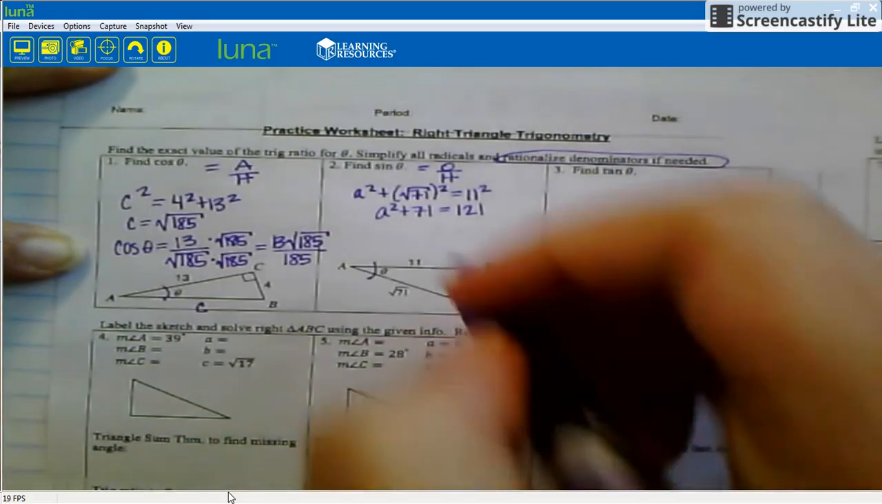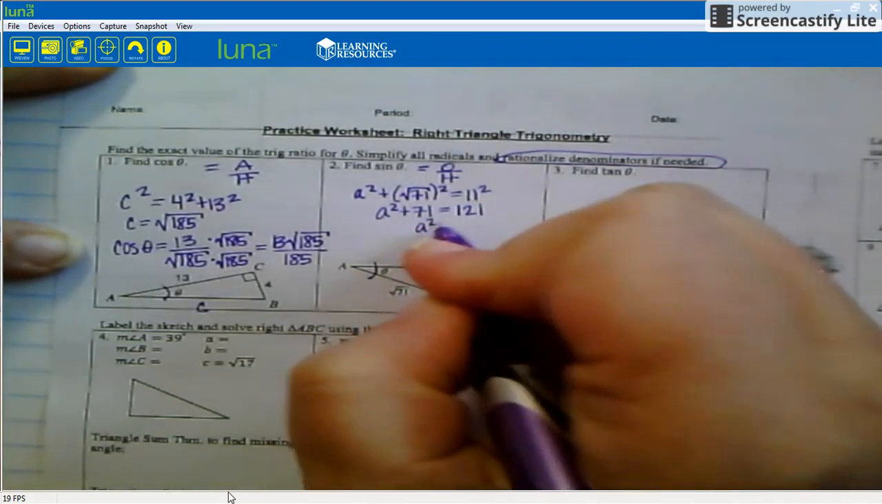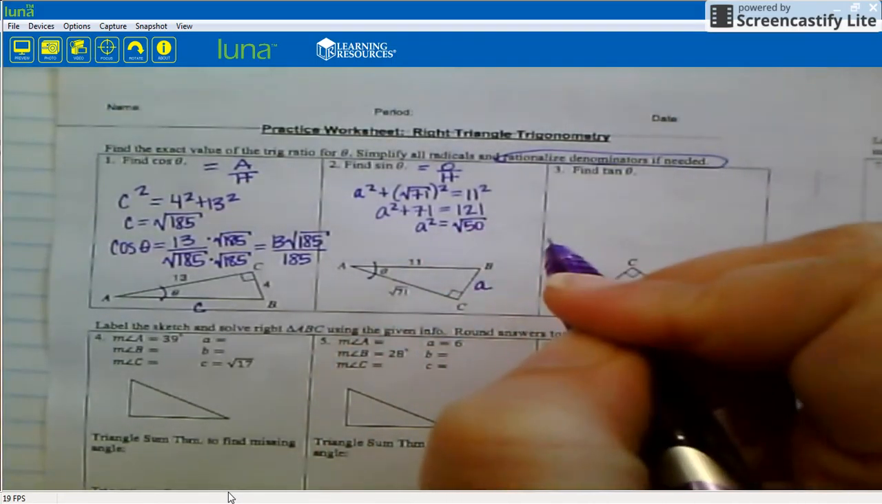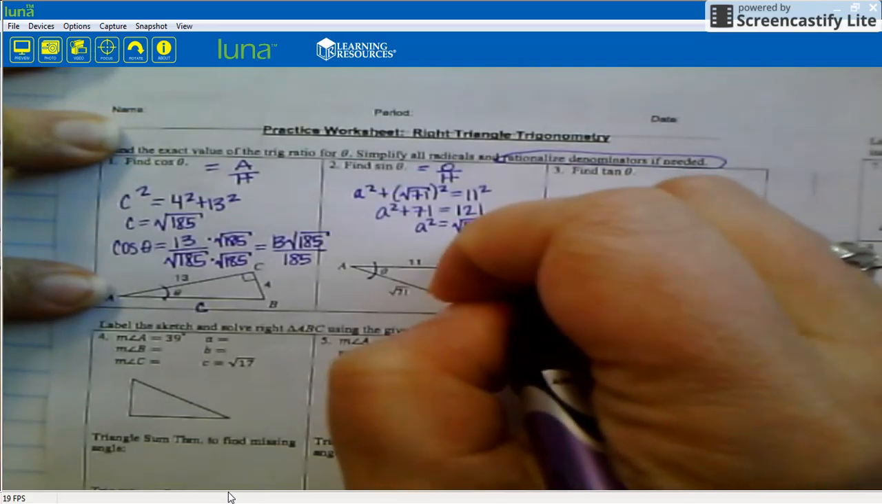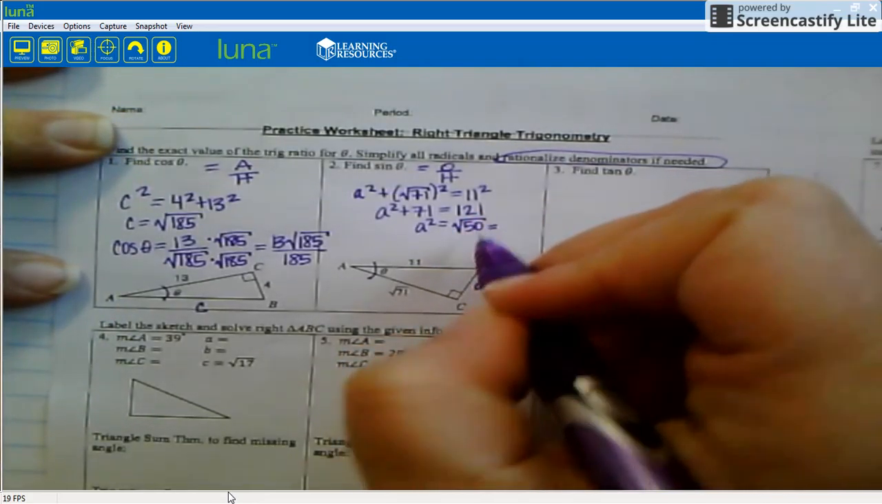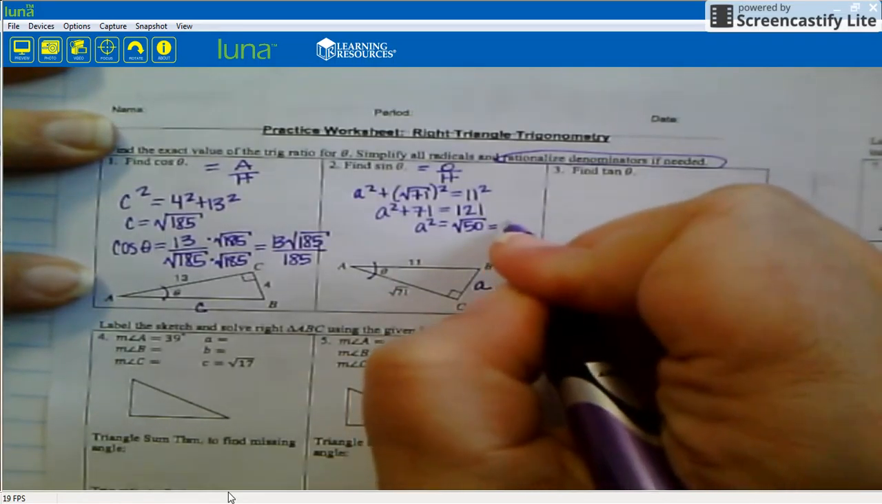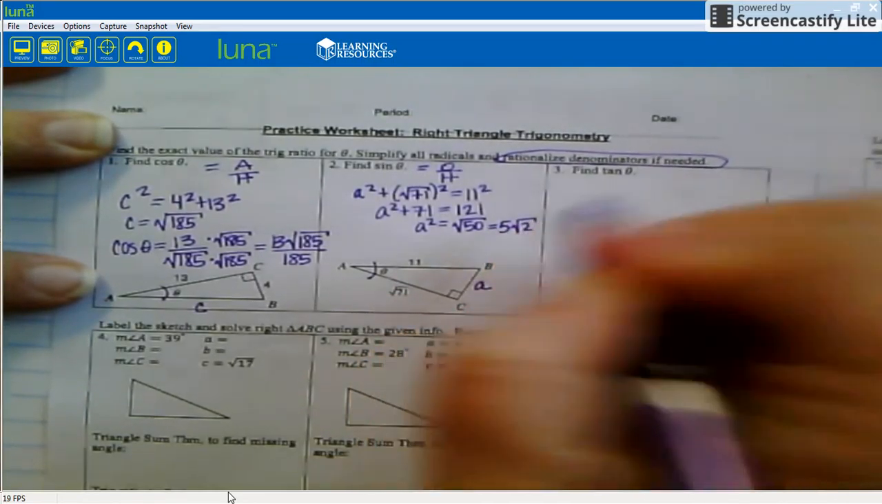And when we subtract 71 from both sides, we get A squared is equal to 50, which is going to simplify down, because if I factor 50, it's 2 and 25, and 25 is a perfect square. So A is going to be 5 square root of 2.